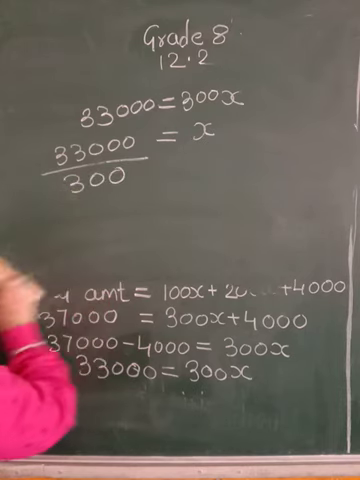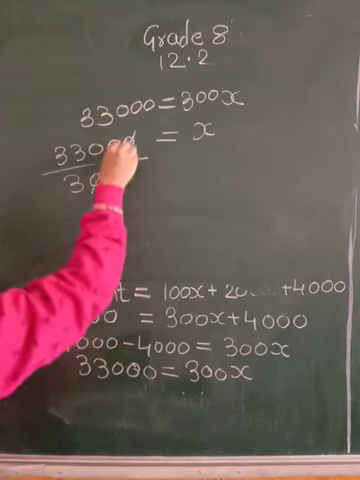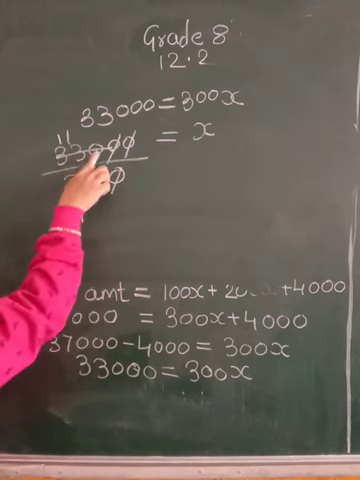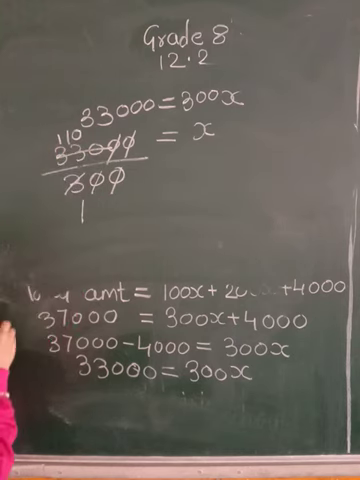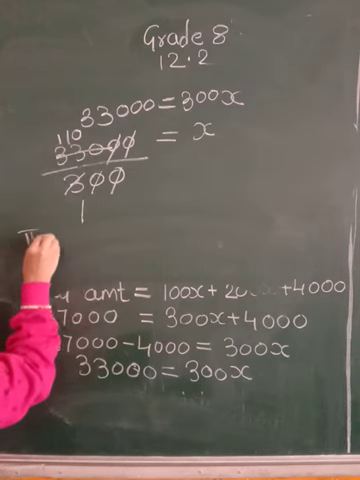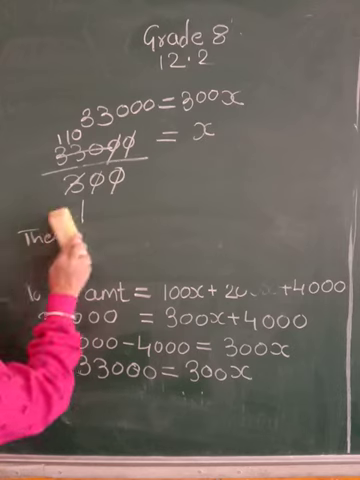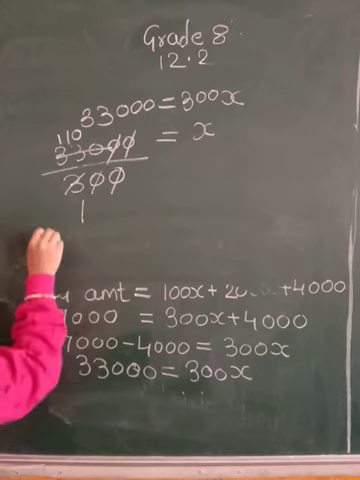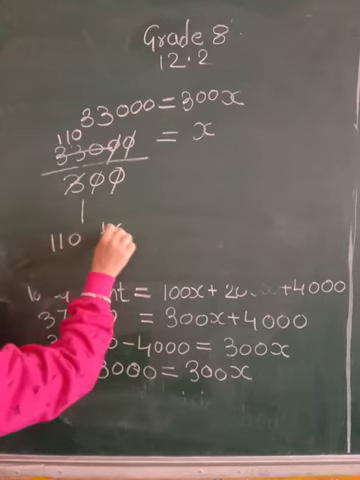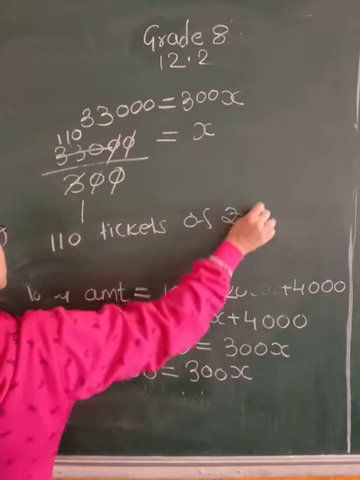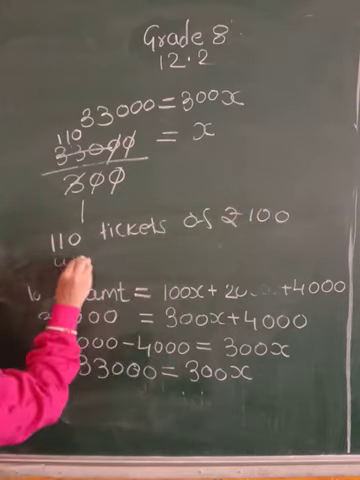Okay. So 2 zeros gone, 2 zeros gone. 3 ones are 3 and 3 11s are 33, and this 0 is over here. So there were... what is the question asked? Find the number of rupees 100 tickets sold. So how many tickets of 100 rupees? 110 tickets of rupees 100 were sold.